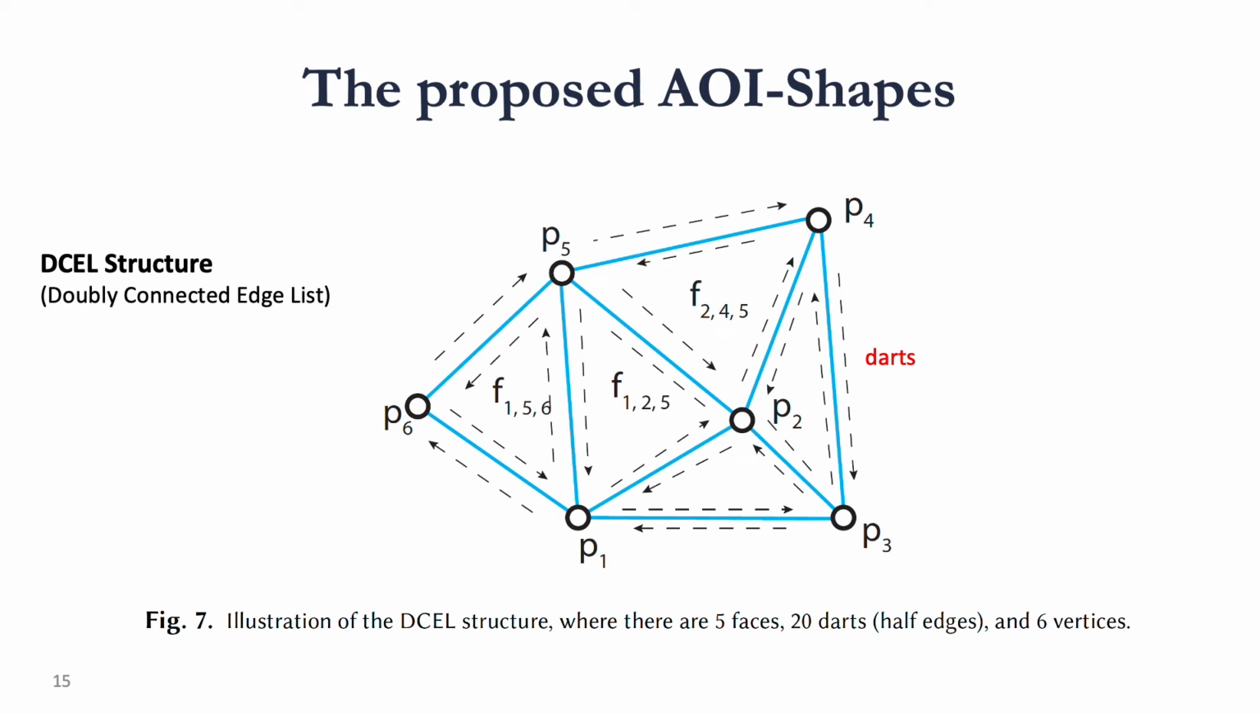After that, we propose the AOI-shapes based on the doubly connected edge list data structure, also known as DCEL. DCEL links 3 sets of records: points, edges, and faces. Points are the same as in the AOI baseline. The edge here in DCEL is represented as 2 half edges. For example, for P6 and P5, you have P6 to P5 or from P5 to P6. And you also have faces, for example here.